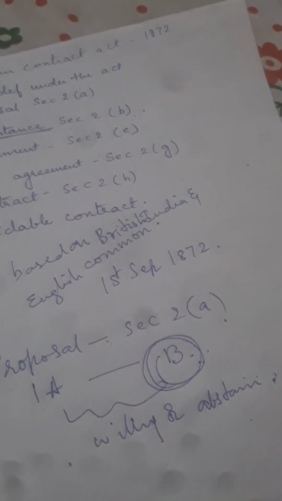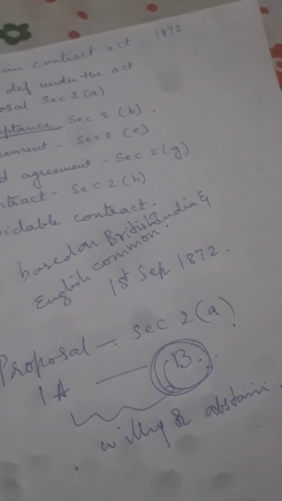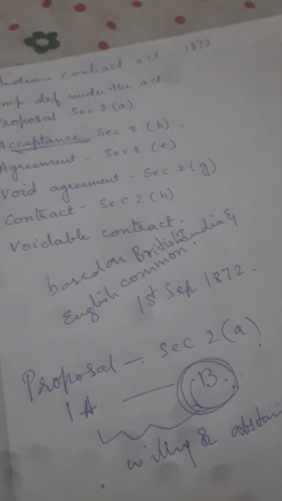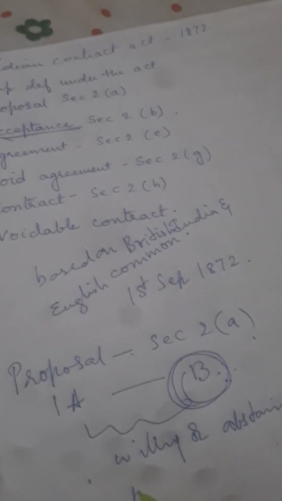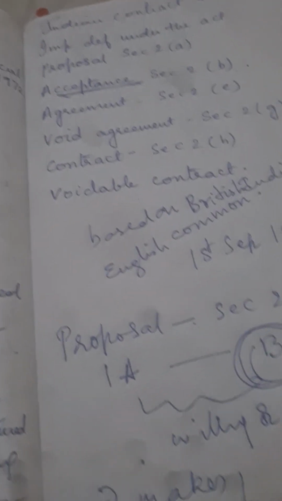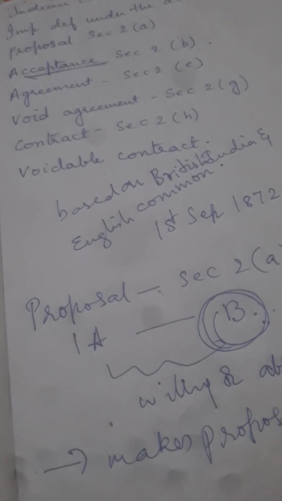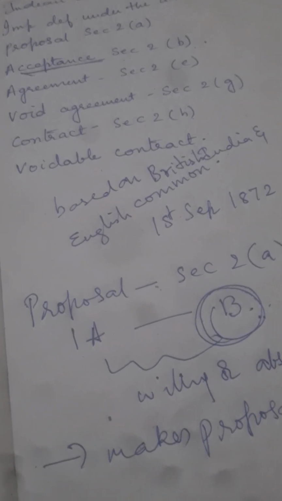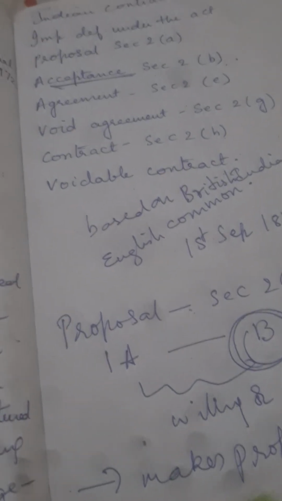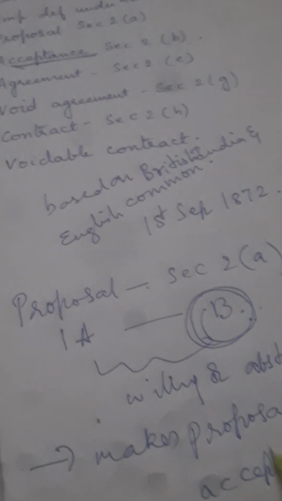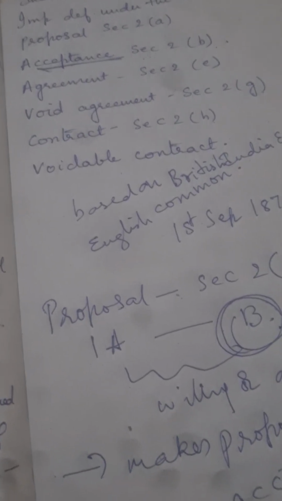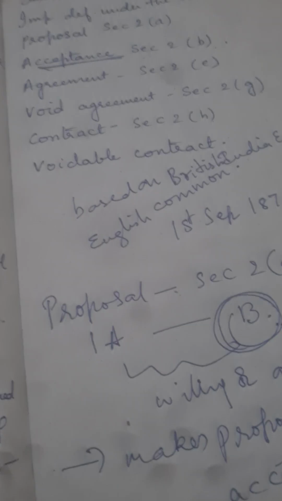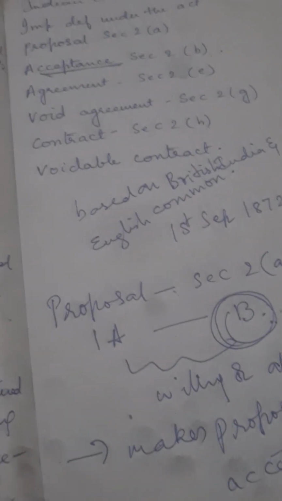Then what do we see? The person who makes the proposal is called the promisor, and the person who accepts is called the promisee. Promisor, promisee. Next comes the agreement.